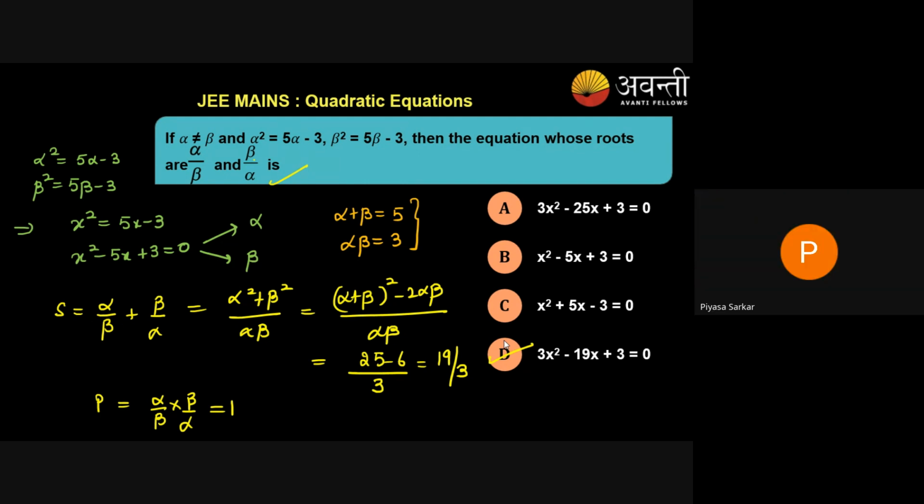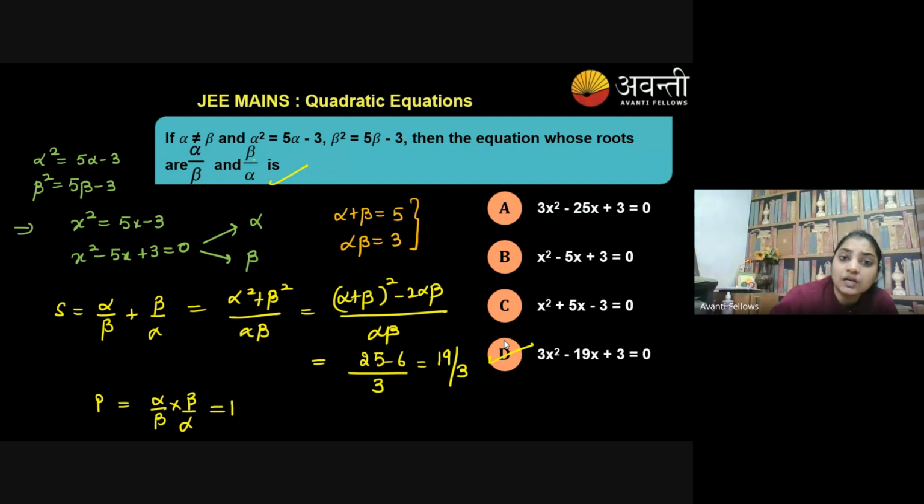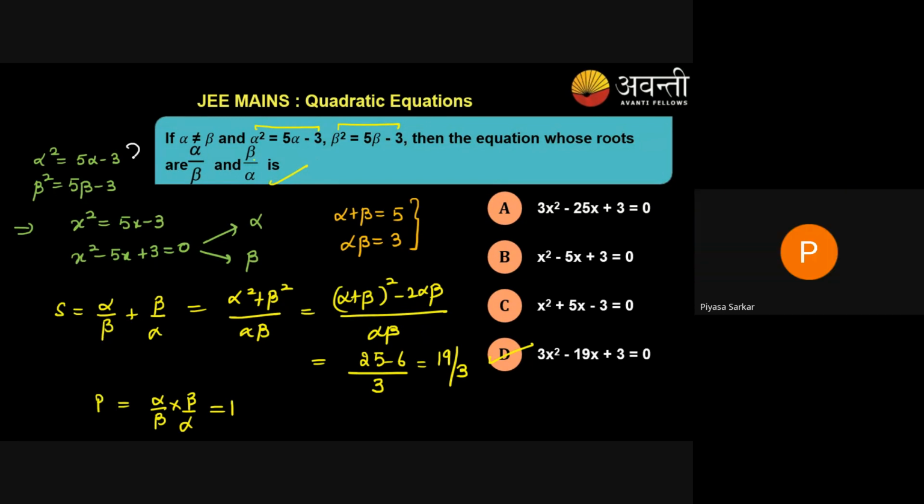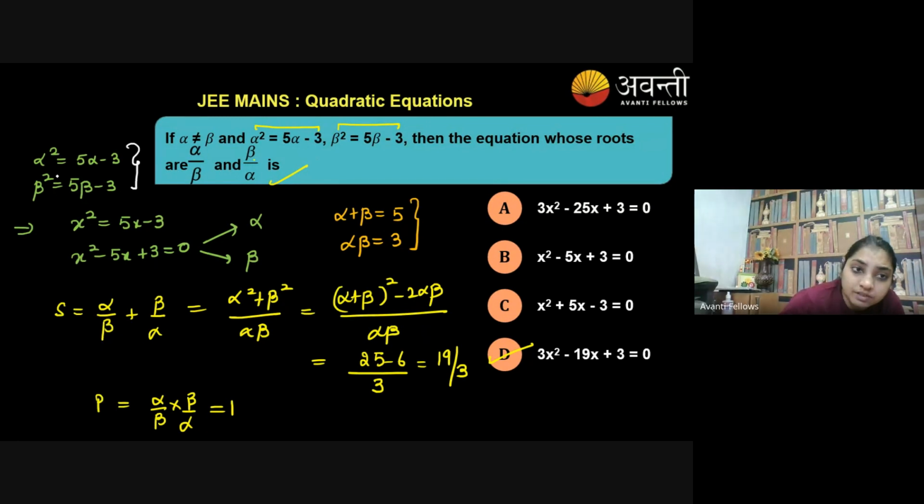Ma'am, can you please explain again? Yeah, sure. See, two things are given to me. One is alpha square is equals to 5 alpha minus 3 and another one is beta square is 5 beta minus 3. Right, dear? From these two equations, I got to know that the equations are the same, only the variable is changed. It means it's a common equation which is having two roots. One is alpha, another is beta. Is it clear?